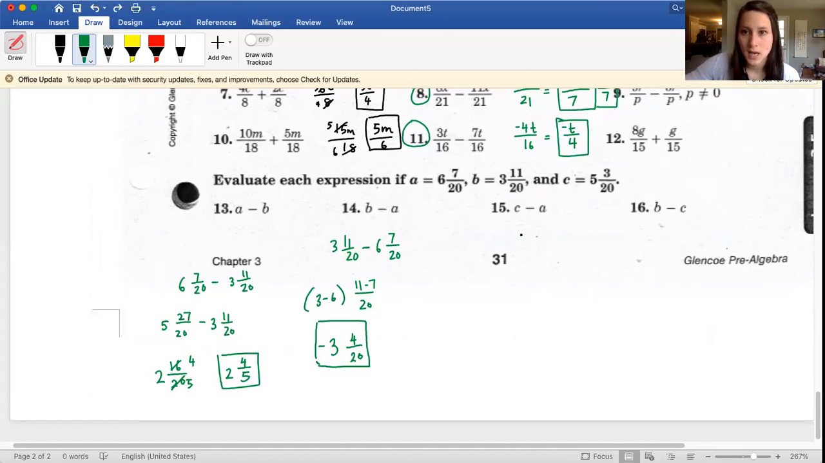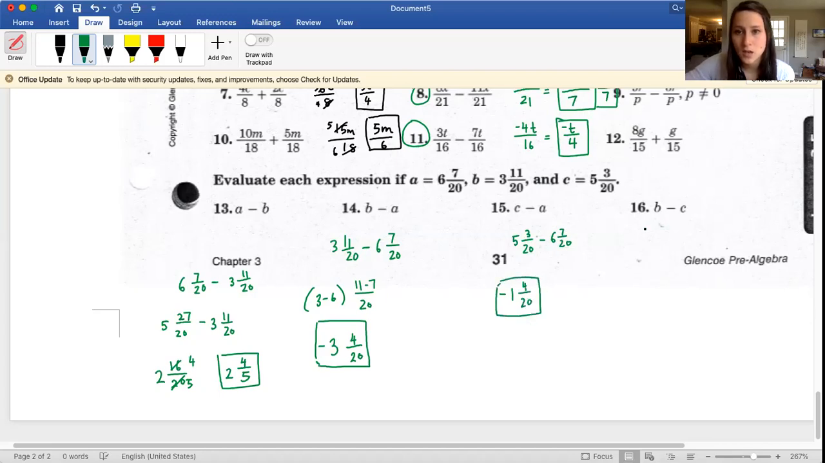C minus A. So 5 and 3 over 20 minus 6 and 7 over 20. Okay, so again, right here we've got 5 minus 6, which is too small, and 3 minus 7 is also too small. So we're going to make this as negative 1 and 4/20.